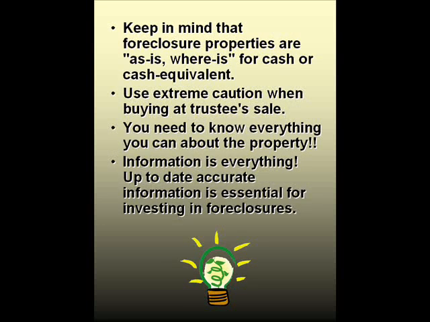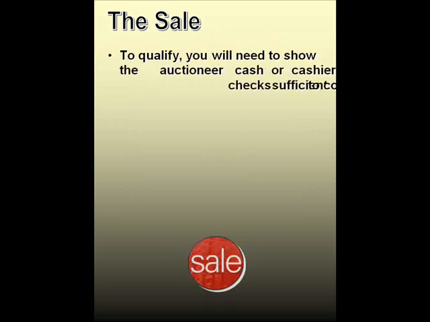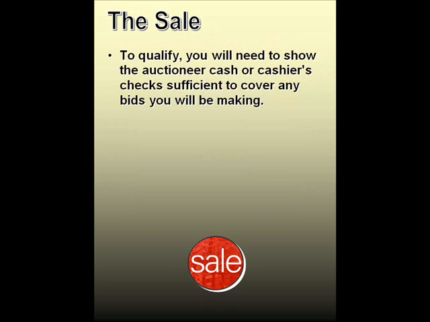The sale. The auctioneer will ask if anyone wants to qualify, either before all properties are announced or before individual properties are announced. To qualify, you will need to show the auctioneer cash or cashier's checks sufficient to cover any bids you will be making. Some trustees specify checks are to be made out to them. Usually, you can get cashier's checks made payable to you. Then, if you are a successful bidder, you endorse them payable to the trustee.